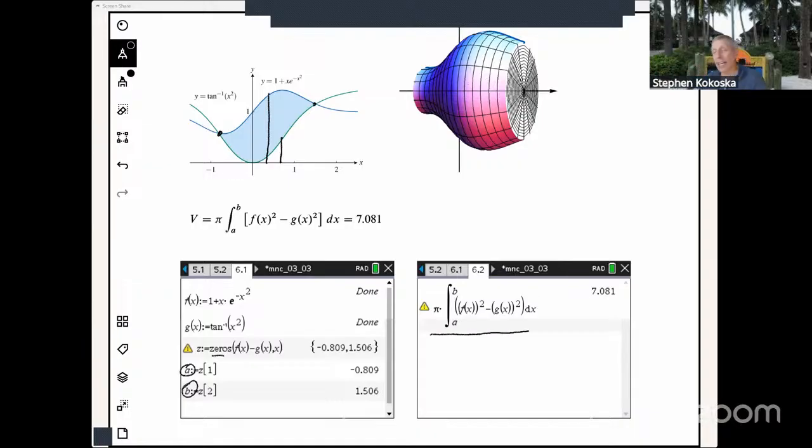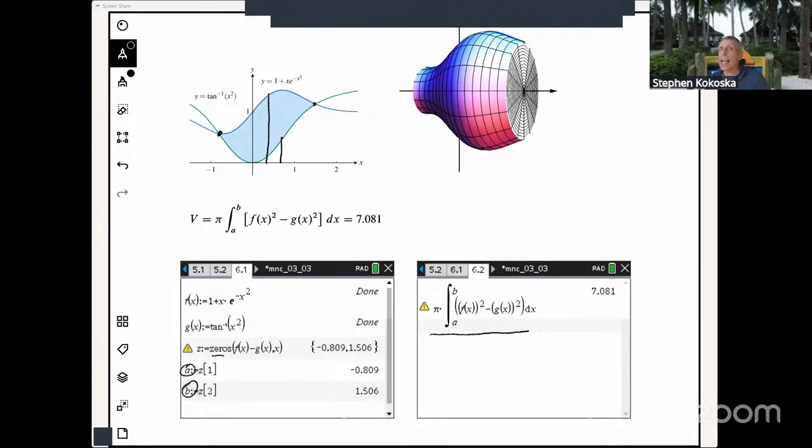And I recognize that there's an awful lot of parentheses in that calculator expression, but I think they're all in there so that you can see exactly what I'm doing in that expression. It's a 7.081. There's my best guess at what this solid looks like up on the top right-hand side.